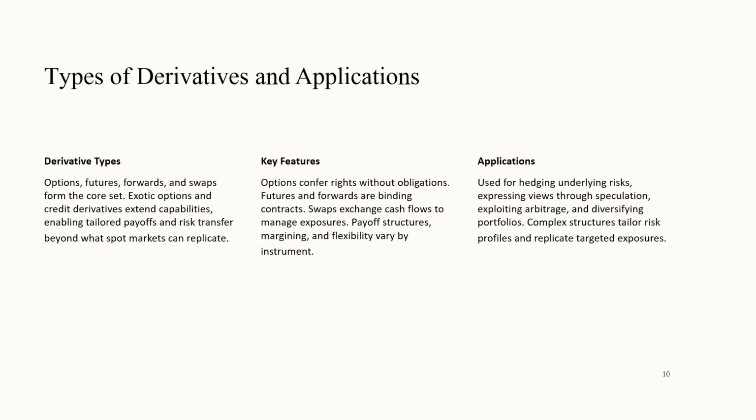Derivatives include options, futures, forwards, and swaps, each with distinct payoff structures and use cases. Options grant rights without obligations, futures and forwards are binding contracts for future transactions, and swaps exchange cash flows to manage exposures. Applications cover hedging underlying asset risks, speculation, arbitrage opportunities, and portfolio diversification. Complex derivatives such as exotic options and credit derivatives expand functionality to tailor risk profiles and replicate exposures unavailable in spot markets.